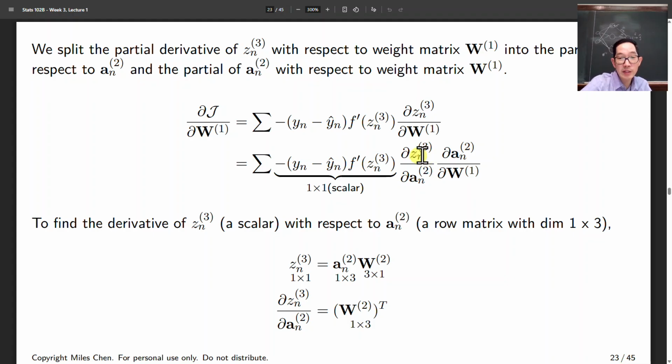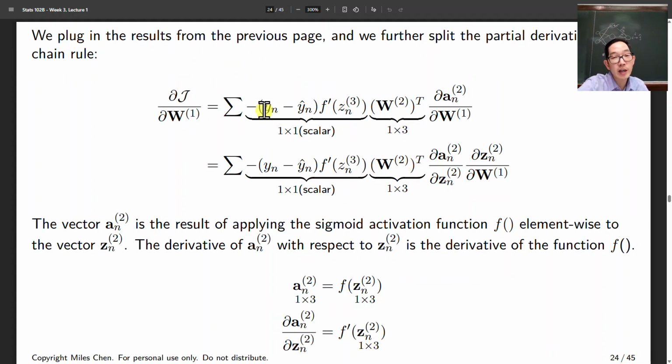The values Z here are the result of taking our activated values multiplied by our second weight matrix. So now we want to know how Z changes with respect to changes in A. Again, using our gradient relation, we have basically an A times W. So how does this change with respect to A? We're going to basically get W transpose. So this is what we have here. W2 is a 3x1 matrix, so W2 transpose is going to be a 1x3. So I'm going to bring that over here.